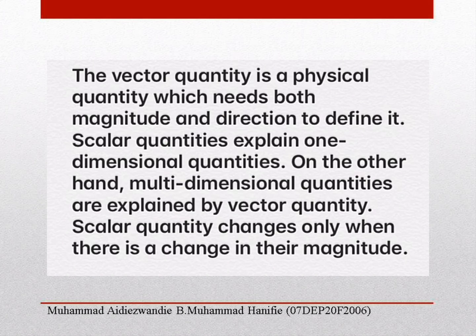In conclusion, the vector quantity is a physical quantity which needs both magnitude and direction to define it. The scalar quantities explain one-dimensional quantities. On the other hand, multi-dimensional quantities are explained by vector quantity. The scalar quantity changes only when there is a change in their magnitude.